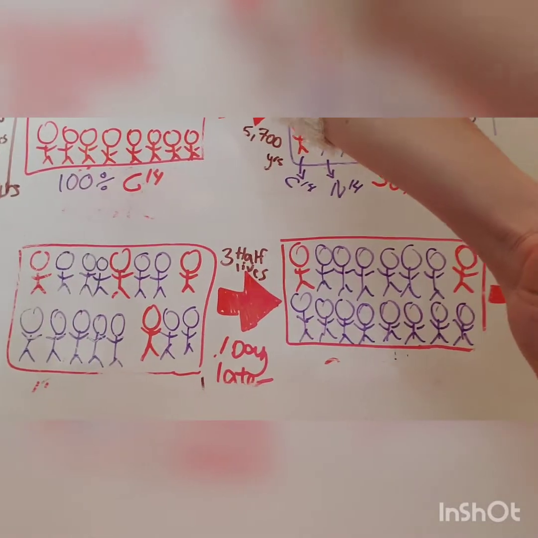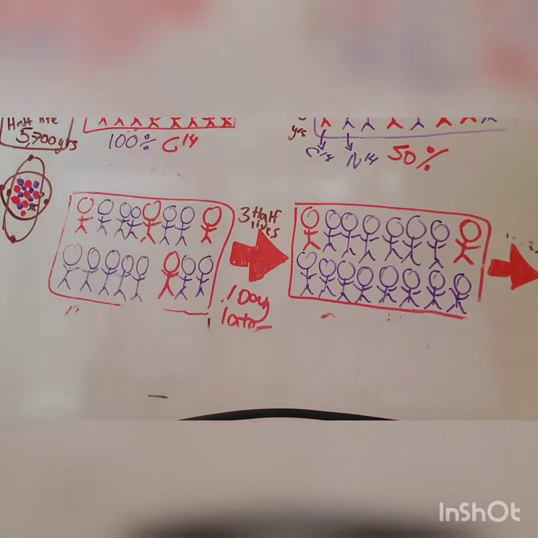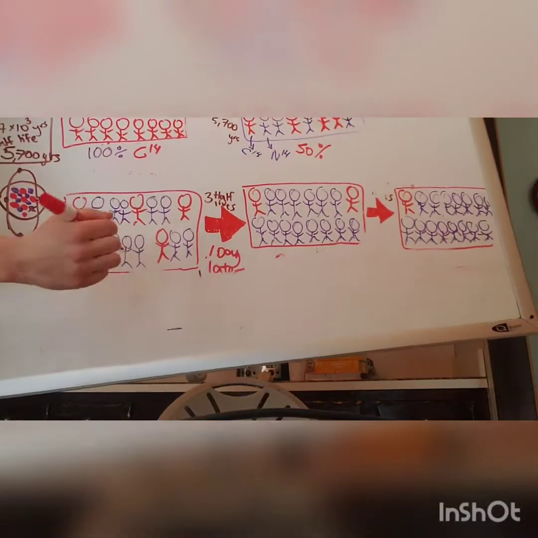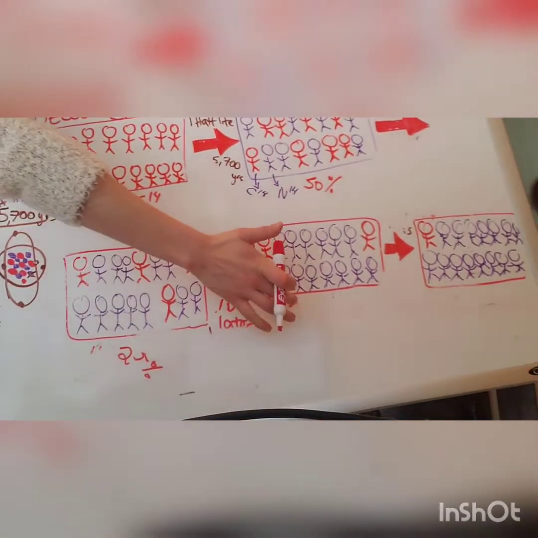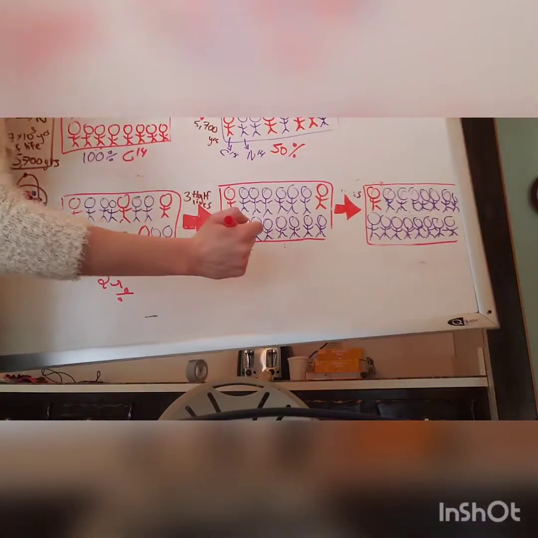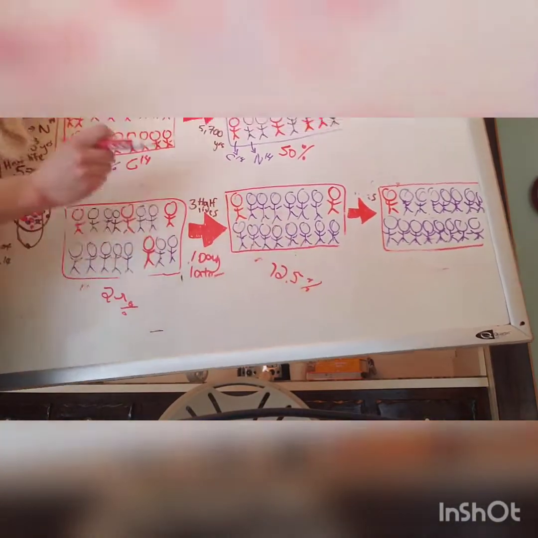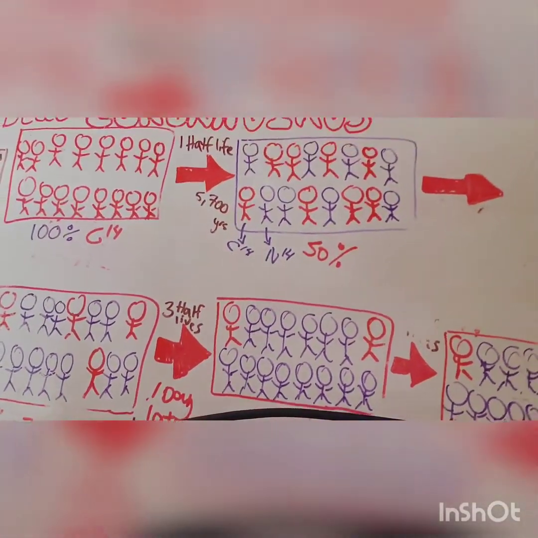Then, if I keep going down the chart, down here, half of 50%. What's my percentage? I only have 4 out of 16 of carbon-14 left. That's going to be half of 50%, so that's 25% left. And over here, half of 25%, that's going to be 12.5%.